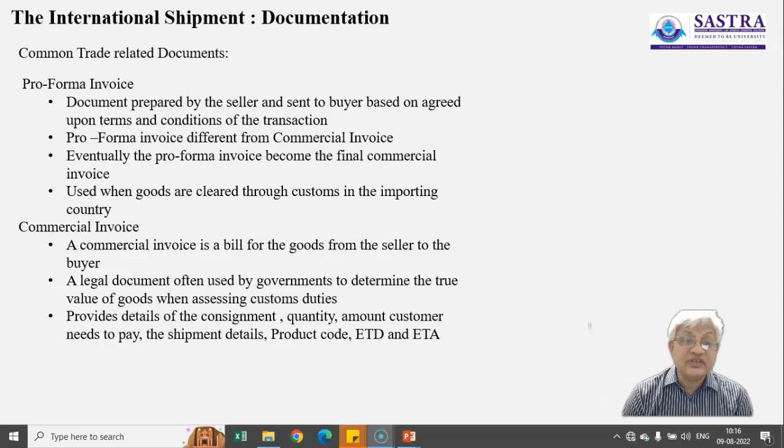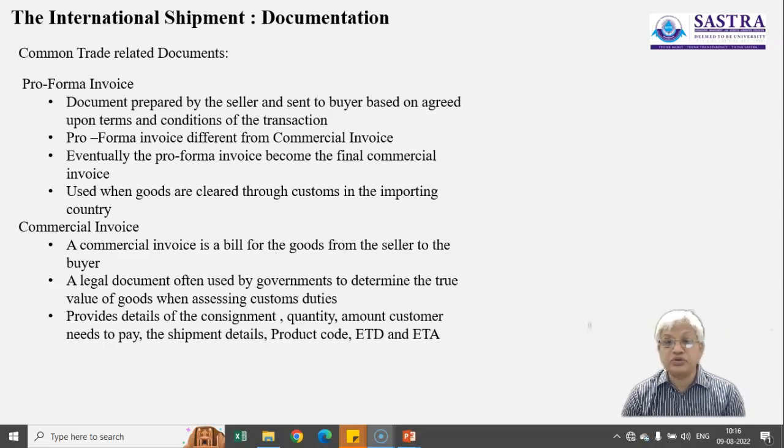With this, let's see what is in front of you. A commercial invoice is a bill. It's also a legal document often used by governments to determine the true value of the goods when assessing customs duties. As I already informed you, the importance of mentioning the code and the technical details shipped to the customer. It provides details of the consignment.